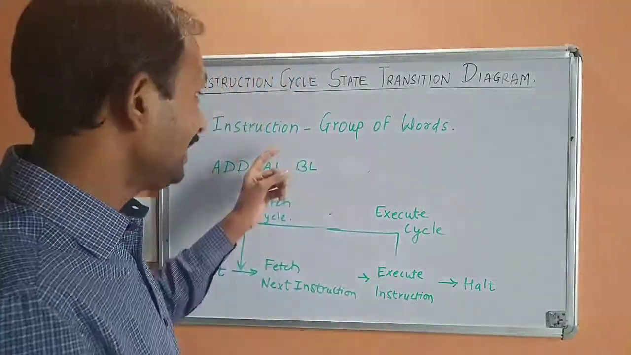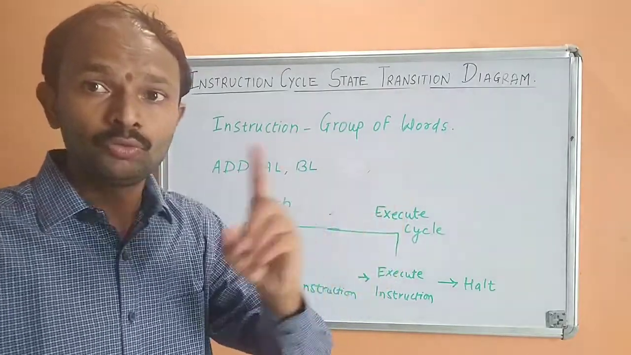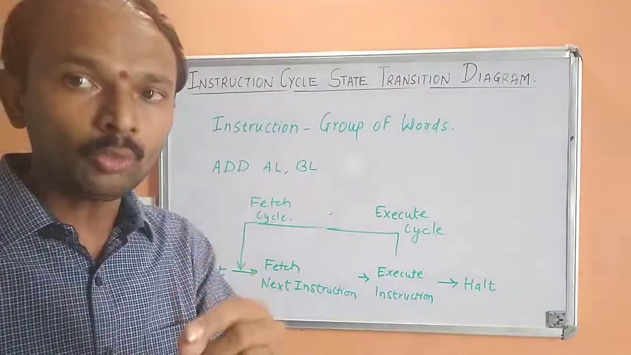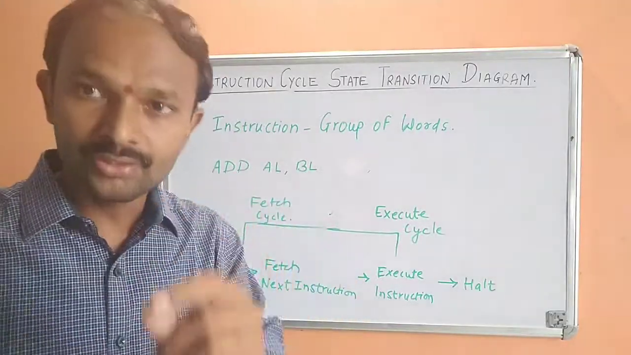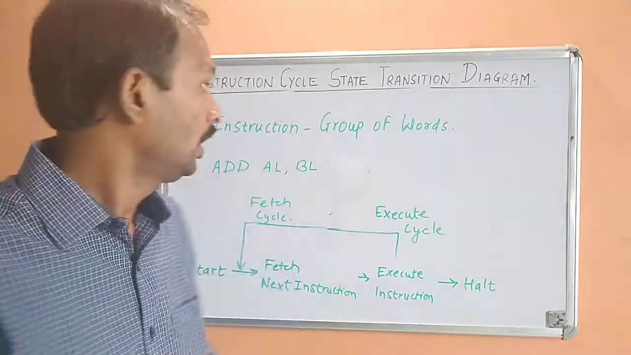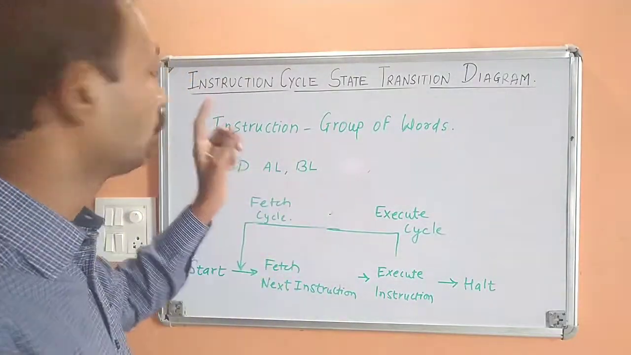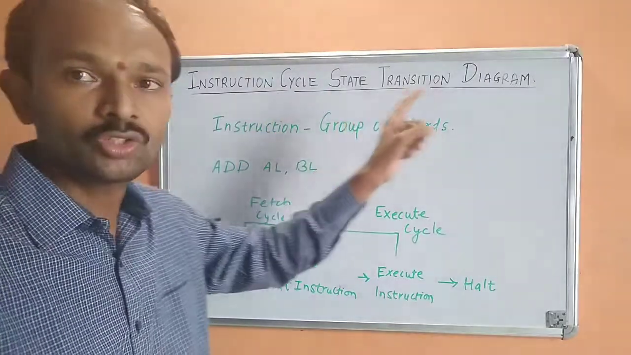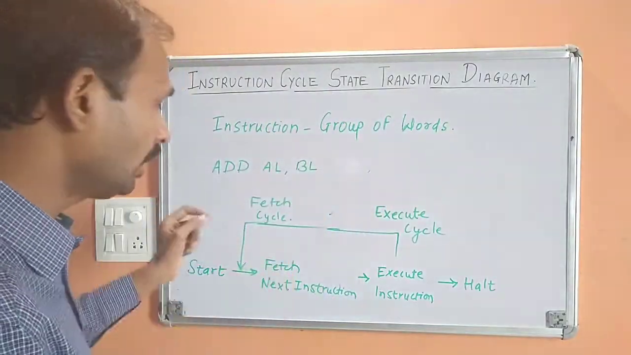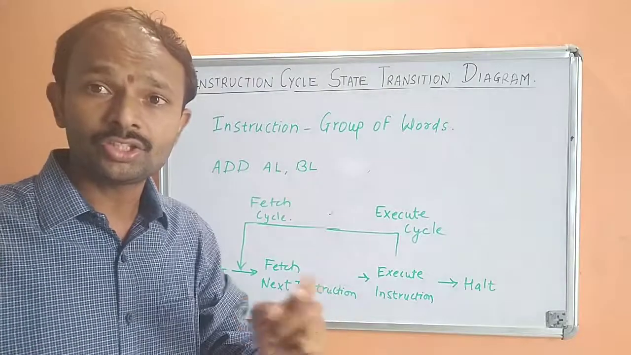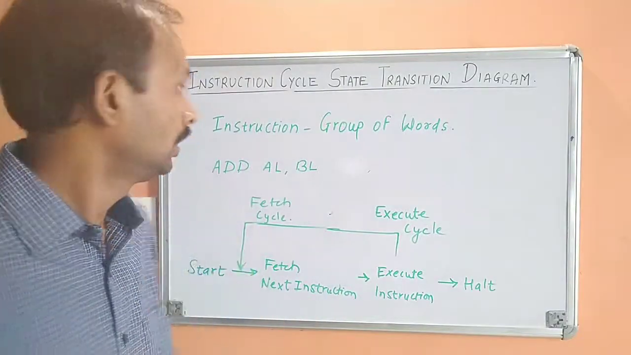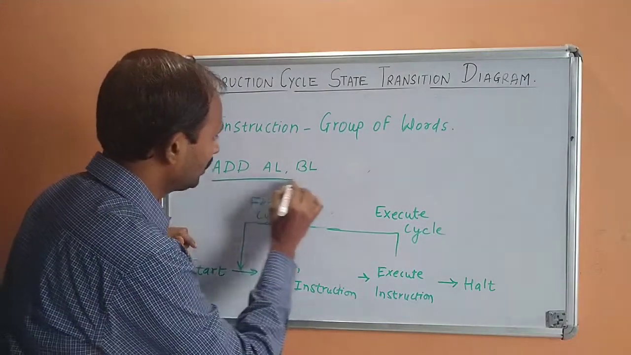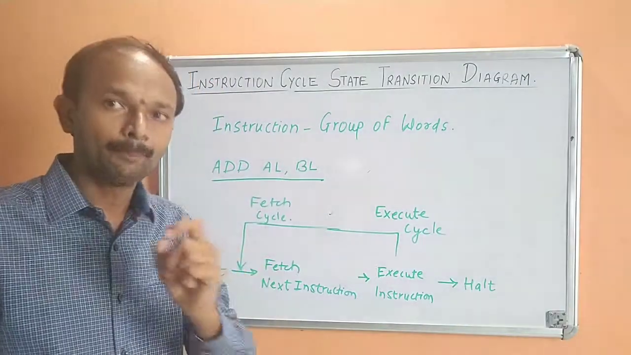Now, for every instruction we need to execute out of that complete program, we need to focus on every single instruction's execution. How it is happening, that part we will understand with this concept that is known as the instruction cycle state transition diagram. Now what is an instruction? An instruction is a group of words. For example, here I am taking one instruction which is ADD AL, BL.